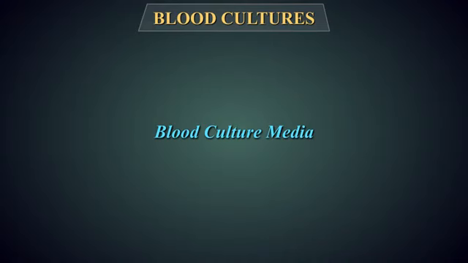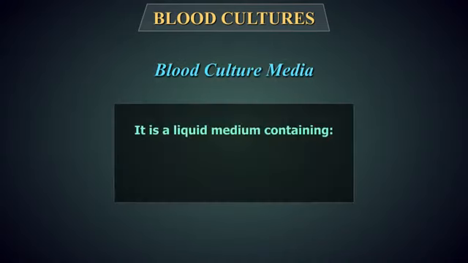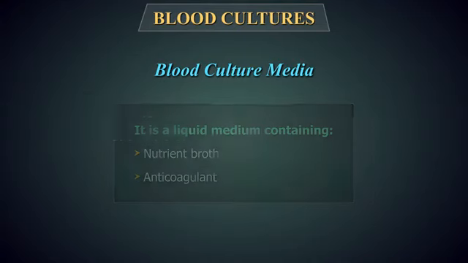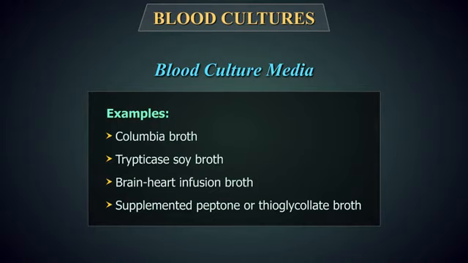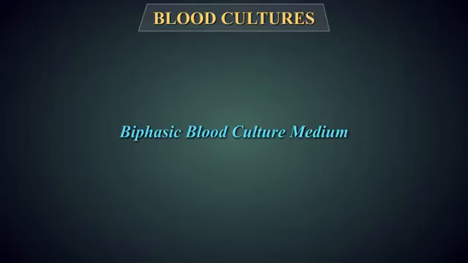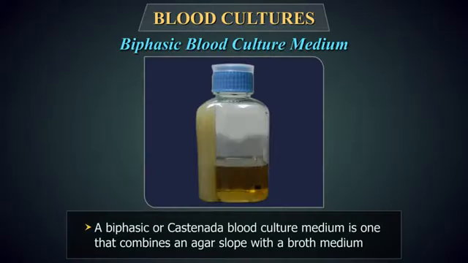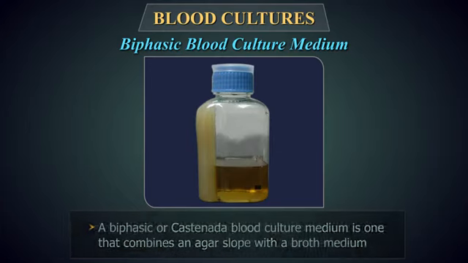Blood culture media. Basic blood culture medium is usually a liquid medium containing a nutrient broth and an anticoagulant. Columbia broth, trypticase soy broth, brain heart infusion broth, supplemented peptone, or thioglycolate broth are some of the liquid media available commercially. Diphasic blood culture medium. A diphasic or Castaneda blood culture medium is one that combines an agar slope with a broth medium. The blood broth is allowed to run over the agar slope at regular intervals by tipping the bottle.